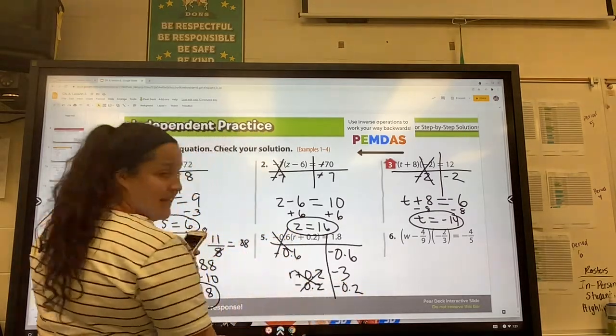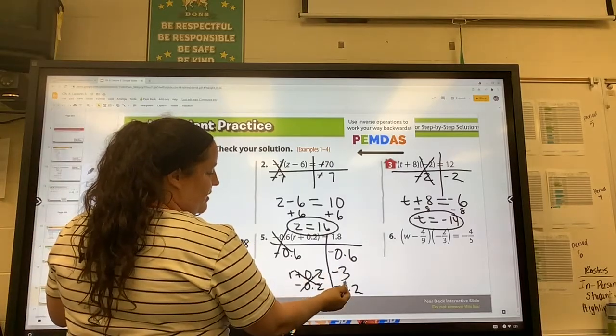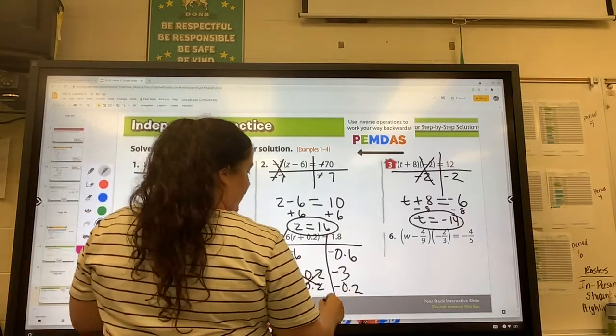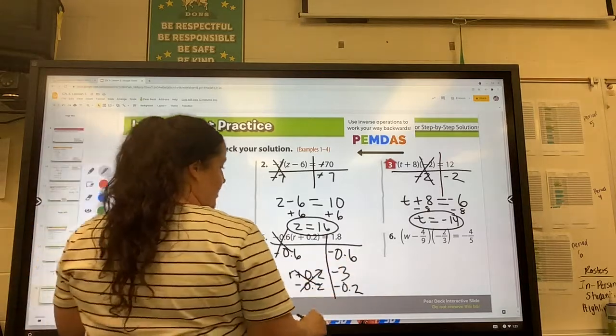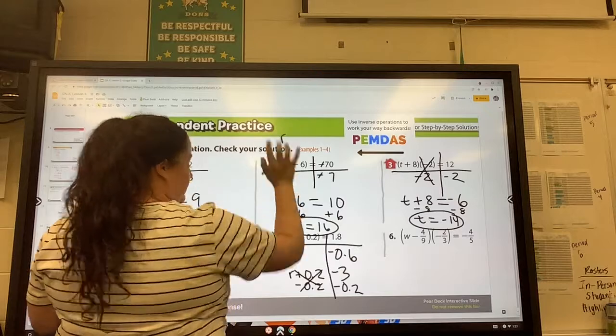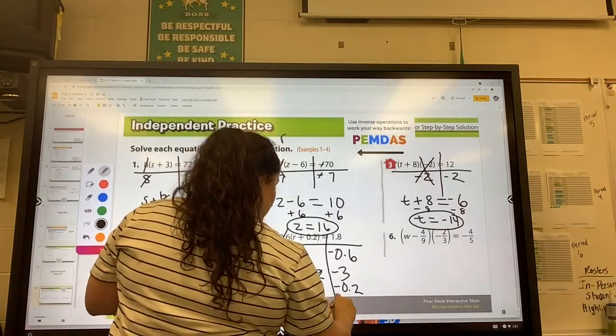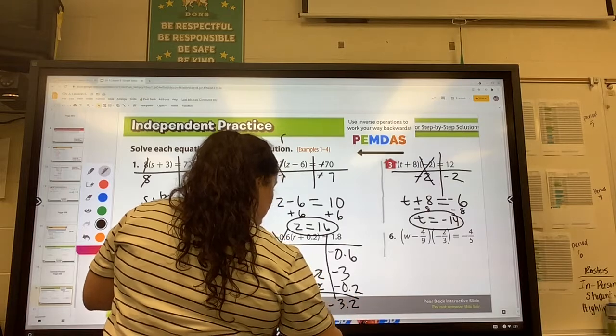Those cancel. And this is actually easy because it's -3. You can think of it as 3 and 0.2 together, right? -3 plus -0.2. So I'm gonna put my answer up here. R, oh no, down here. I think you can see that. Yeah. R equals -3.2.